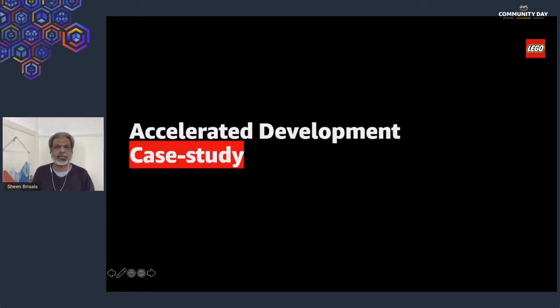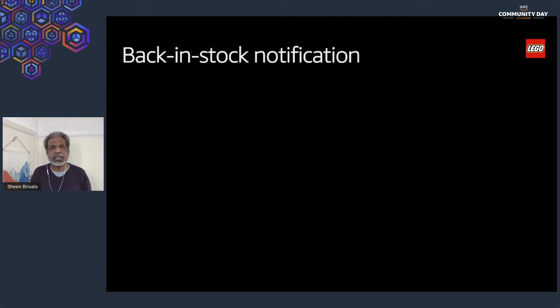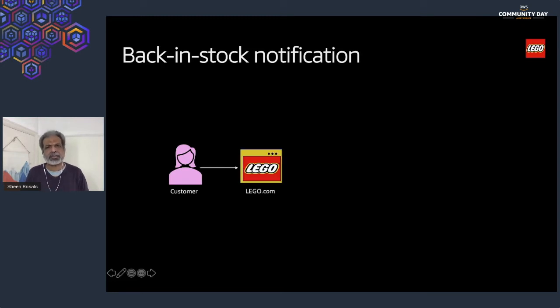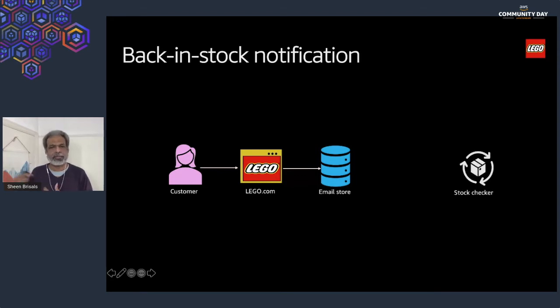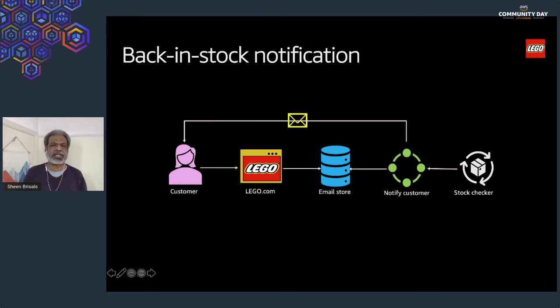Now, let's look at a simple case study where we can apply these sort of principles. This is a new feature that we developed and are about to take to production. It is a back-in-stock notification, very familiar. Customers come on to lego.com looking for a product, then they see that it's out of stock. But there is an option to register to be notified. They supply their email, and the email gets stored, and behind the scenes, there is a service that checks all the product status, and when something becomes available, it triggers a process and sends off an email back to the customer, and they can buy the product.